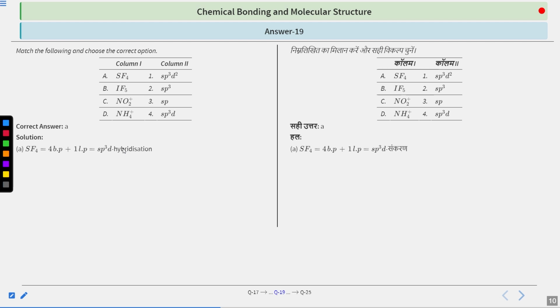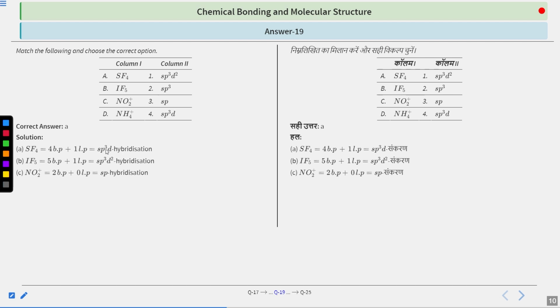How will we solve it? For SF4, there are 4 bonds and 1 lone pair. So that contributes to 5. Therefore, 3 plus 2, 5, which is sp3d hybridization. Next is IF5. There are 5 bond pairs and 1 lone pair. So it is sp3d2, as there are a total of 6. So 3 plus 2, and there is nothing. So 1, 5. Sorry, 6.